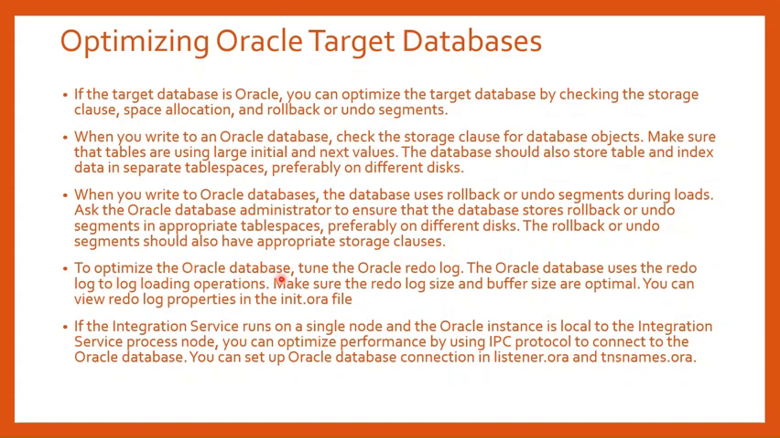Fourth point is optimizing the Oracle database. Tune the Oracle redo log. The Oracle database uses the redo log to log loading operations. Make sure the redo log size and buffer size are optimal. You can view redo log properties in the init.ora. If the Integration Service runs on a single node and the Oracle instance is local to the Integration Service process node, you can optimize performance by using the IPC protocol to connect to the Oracle database. You can set up the proper Oracle database connection in listener.ora and tnsnames.ora. Okay.